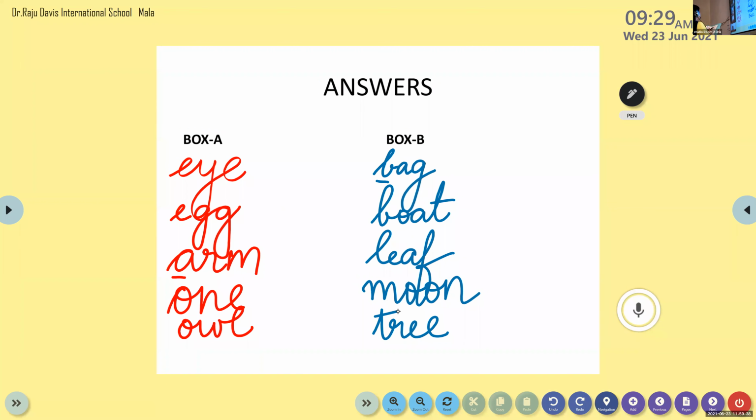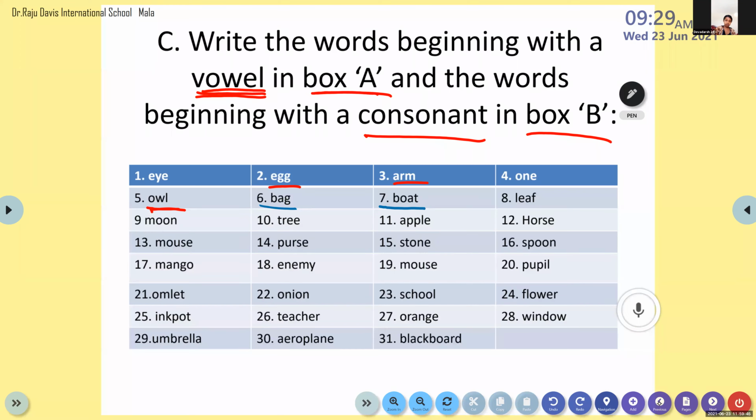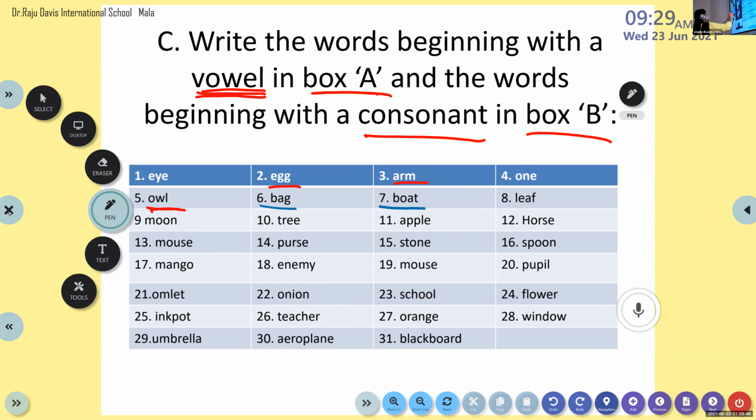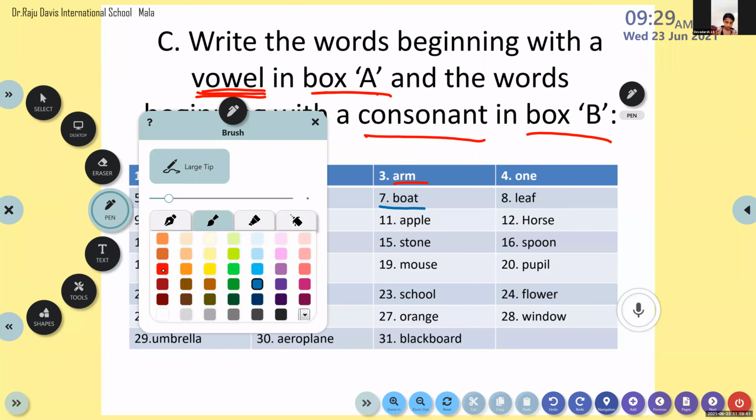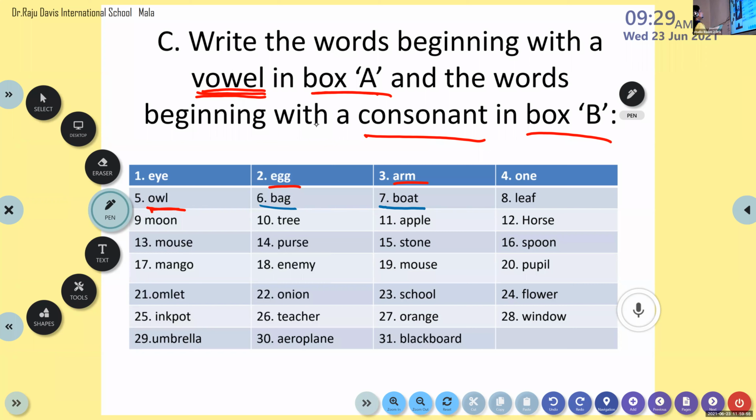Now, Devadash. Come on, Devadash. Yes, we'll move on to the 11th word. Come on, take the 11th word. Apple. So, where do we have to write?